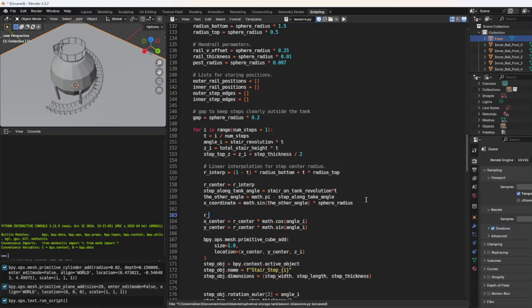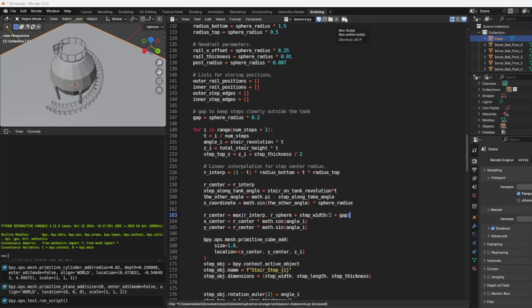R center equals max R center, R interp, R sphere plus half of the step width so that it can go out, but then we can add a gap because even if we make it go out a bit, it's still gonna get a bit of it inside.